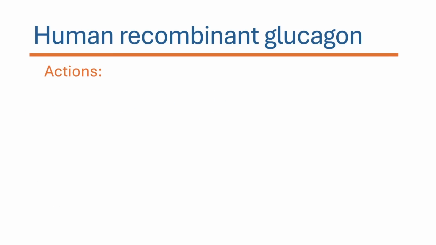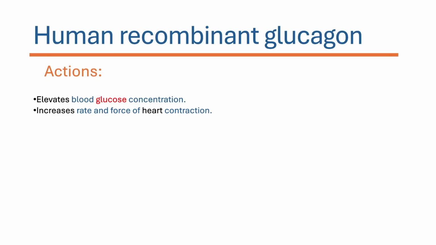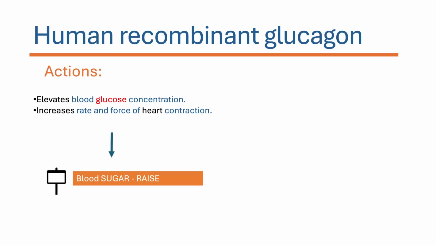So the human recombinant glucagon has some specific actions in clinical practice. Basically, it elevates the blood glucose concentration and also increases the rate and force of heart contraction. Mainly, glucagon is used to elevate the blood glucose level whenever the patient is hypoglycemic, if glucose or dextrose are not working effectively. So basically, they raise the blood sugar levels.